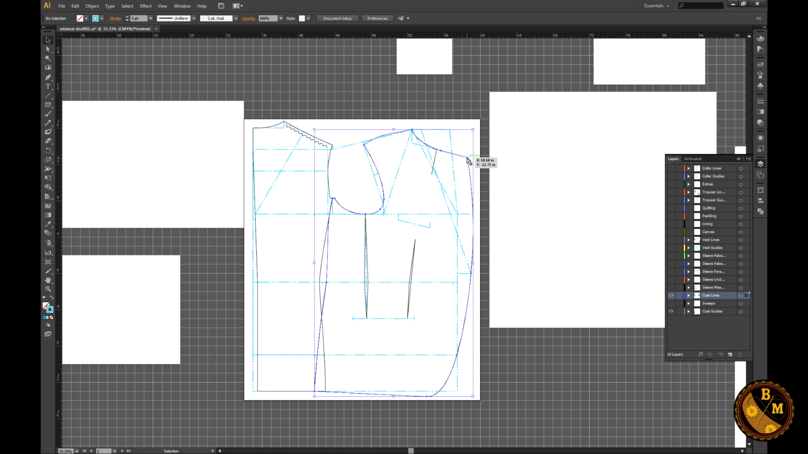If you can picture this, let me see if I can grab it and make it look something. If you could picture this flapping backward, this is where the lapel would roll back at. It's called the roll line, in fact. That's what this is called. It's called a roll line.